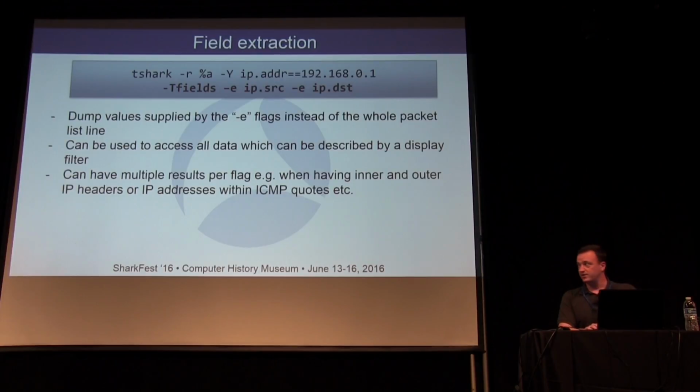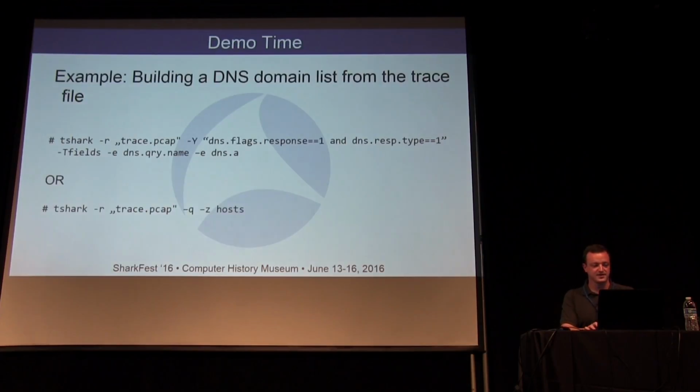So let's do a few things where I hope you get an impression of what you can do. Oh, before we do that, there are certain types of data where you may have multiple outputs out of usually a single field. So for example, if you have an ICMP packet which inherits a quote, you have multiple IP headers inside this field. So of course, when you go for IP source address, you don't get one, but you get two. But that's something you're going to see in one of the next things.